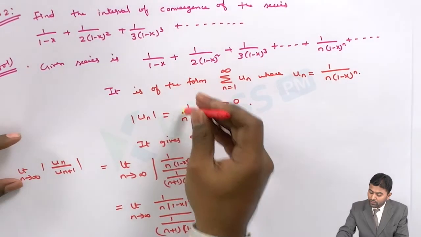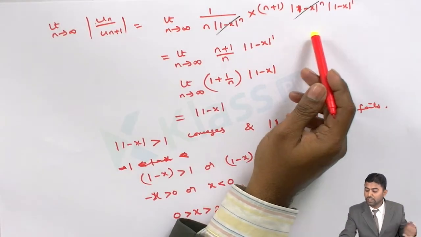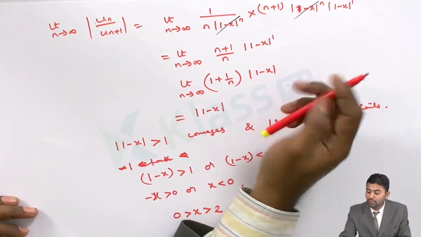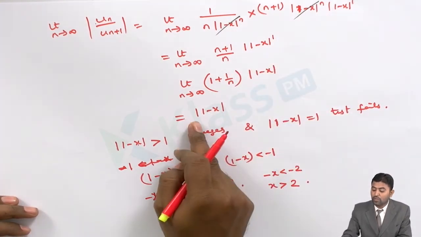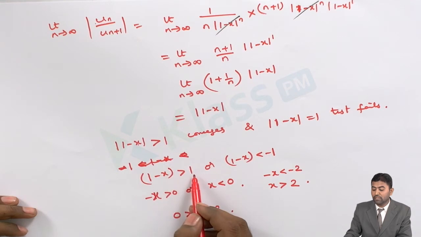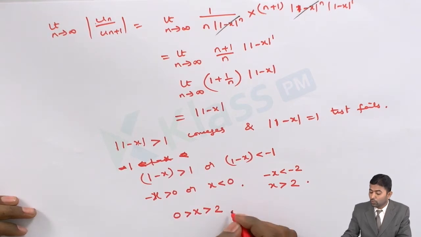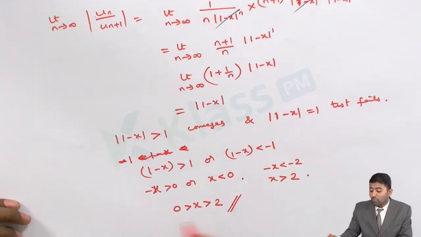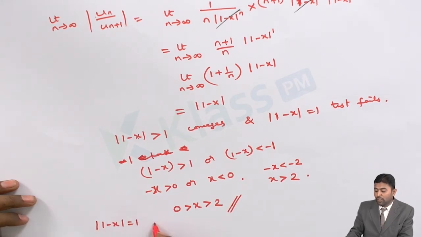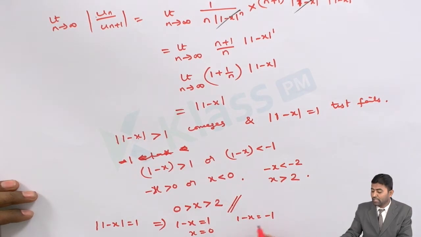1 minus x greater than 1, it converges. We got this un plus 1, and after the cancellations, we are getting modulus of (1 minus x) whole power 1. So modulus of (1 minus x), if greater than 1, only then it converges, right? So 1 minus x greater than 1 or 1 minus x less than minus 1. So it is giving the conditions as 0 greater than x greater than 2. So this is the interval of convergence, and here modulus of (1 minus x) is equal to 1. It implies 1 minus x is equal to 1, 1 minus x is equal to minus 1. So it gives x is equal to 0, and minus x is equal to minus 2, or x is equal to 2.